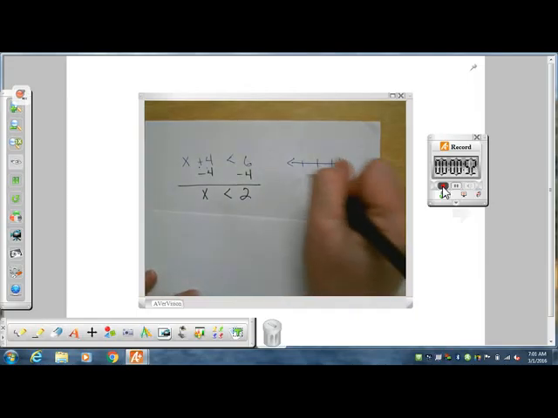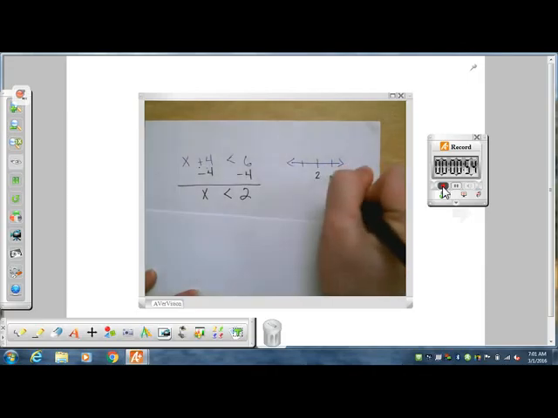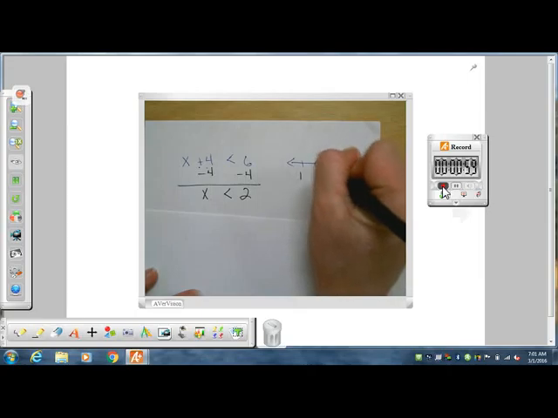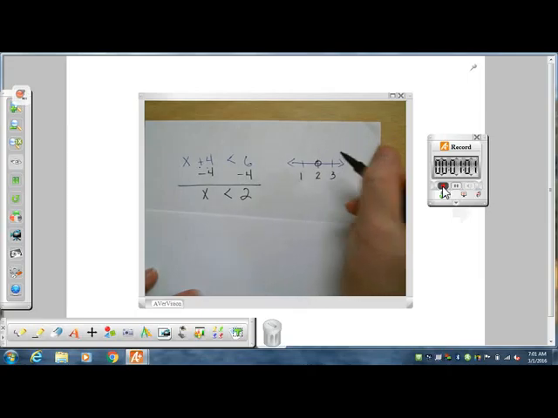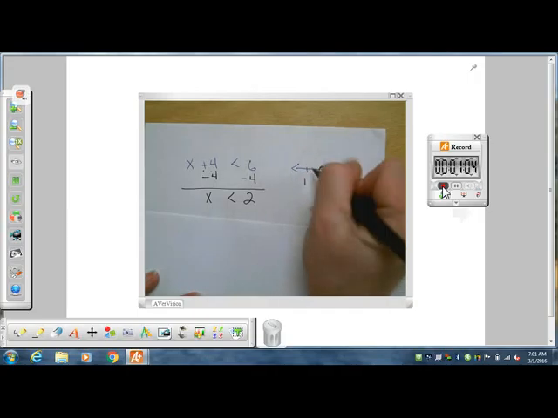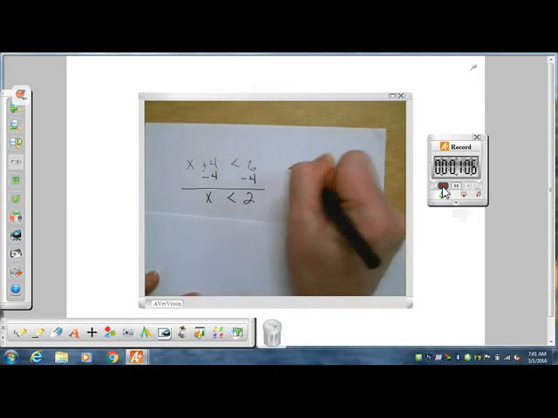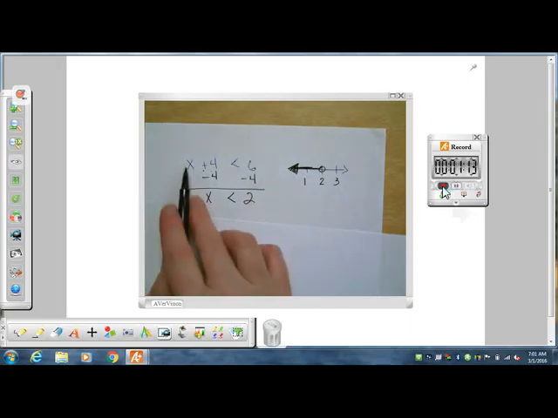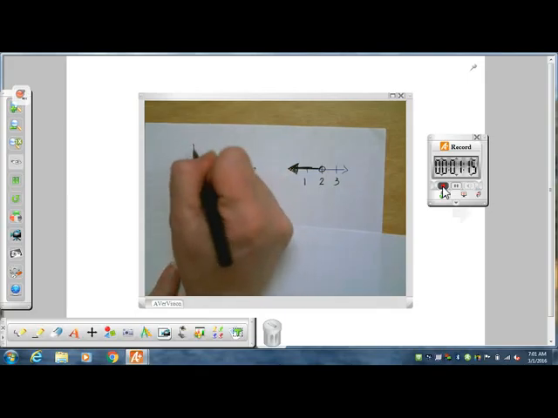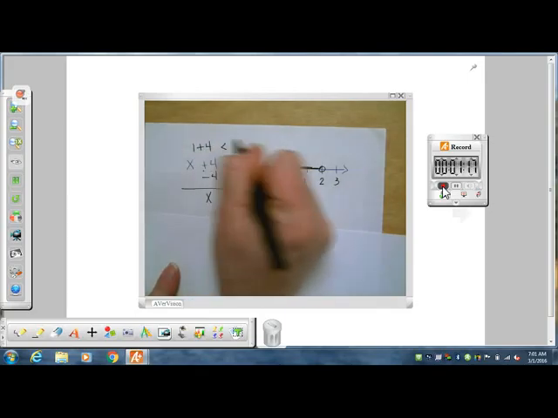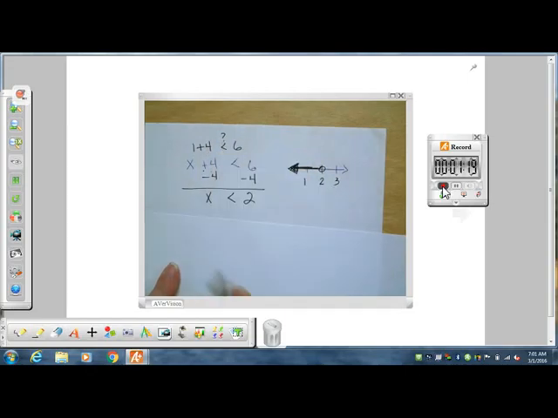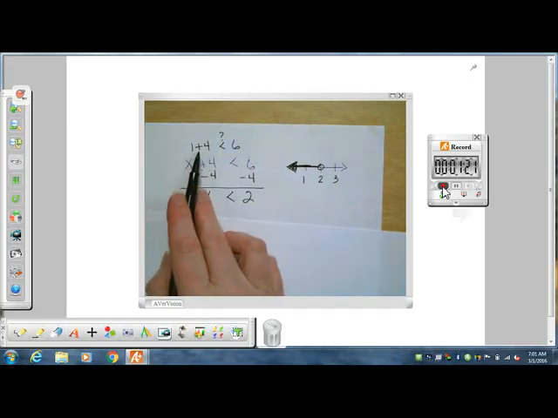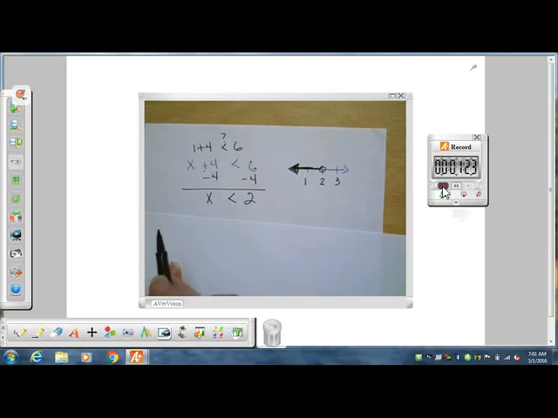So if I go to graph it, focus on 2, 3, 1, less than 2, so it's open on 2, and values that are smaller are going to be things like 1 and 0 and so on, so I'm going to shade this direction. If I wanted to make sure that it works, I could choose a value that's less than 2, like 1. If I plug that in, is 1 + 4 less than 6? Well, it is, because 1 + 4 is 5, and 5 is less than 6, so it does work. All of these values work.